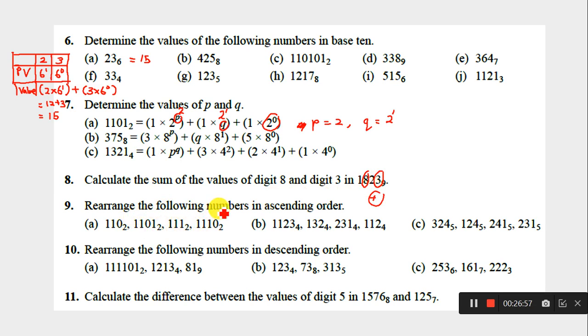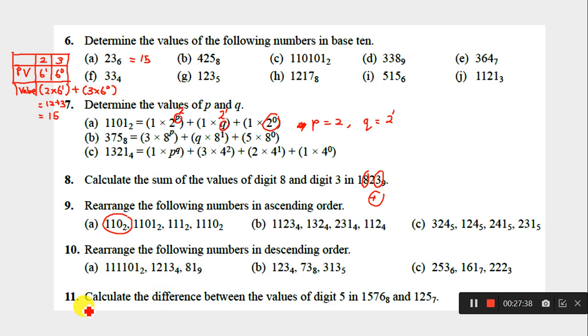Okay. Rearrange the following numbers in ascending order. So you cannot simply rearrange this. Okay, you have to convert these numbers to base 10 first. Not this number only, all the numbers you have to convert to base 10 first. Then after you get the answers in base 10, only then can you rearrange. Alright. Same goes for question number 10. You have to convert this to base 10 first, then only you rearrange.